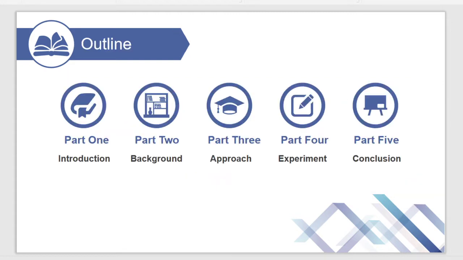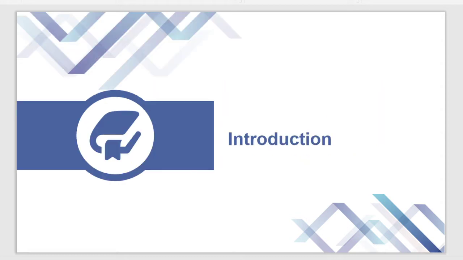Here is the outline. In Section 1, I will introduce the motivation. In Section 2, some background knowledge of our method will be discussed. The approach of the combined method will be introduced in Section 3. Then, I will introduce the experiments conducted in this paper. Finally, a simple conclusion is given. Let's move to the first part.